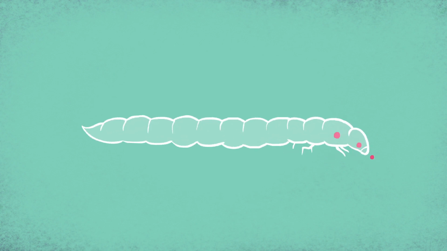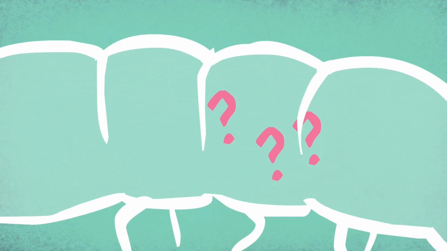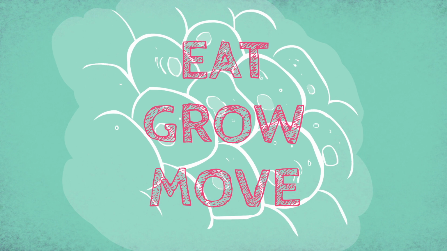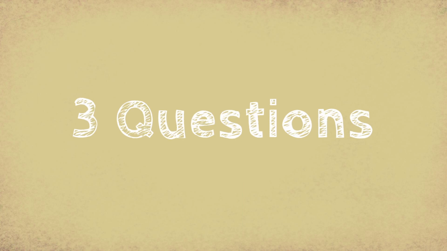But what exactly is happening that's too small for our eyes to see? How are mealworms changing matter and energy when they eat, grow, and move? What's happening at the molecular level with atoms and molecules? We want to understand what's happening chemically when mealworms eat and grow. To do that, we ask 3 questions.